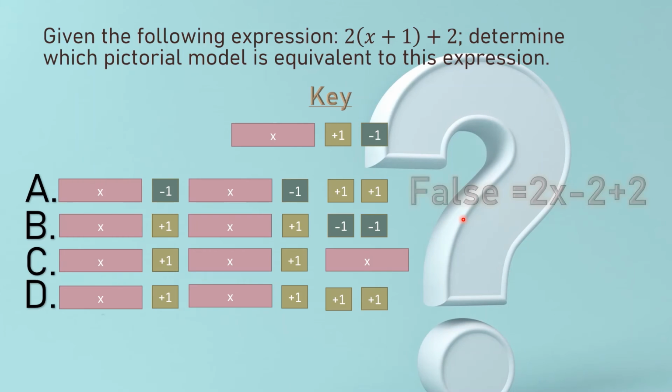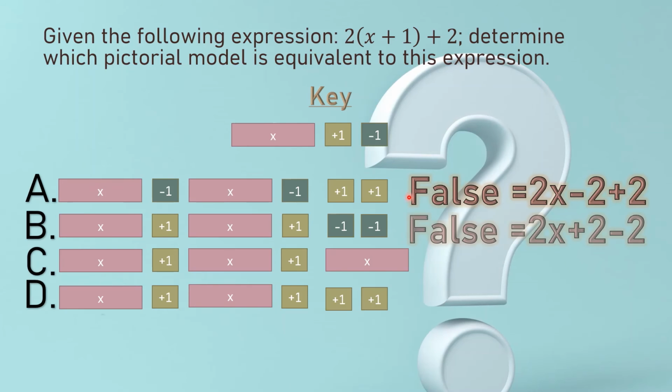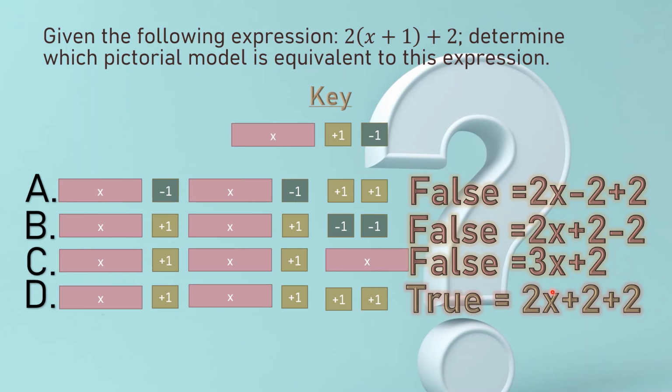Answer choice A is false because it gives us 2 x's, 2 negative 1s, plus 2 positive 1s. Answer choice B, it gives us 2 x's, it gives us 2 positive 1s, and 2 negative 1s. Answer choice C, it gives us 3 x's plus 2. And the last one is true, it gives us 2 x's, 2 1s, plus 2 1s.